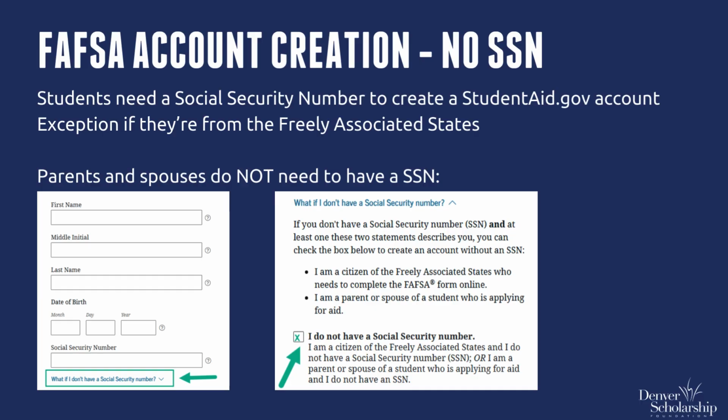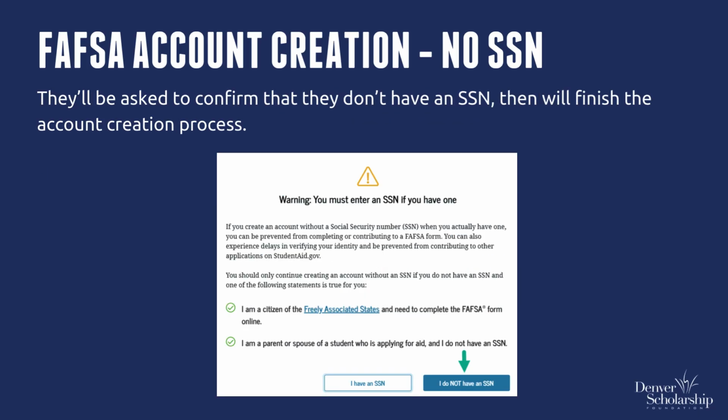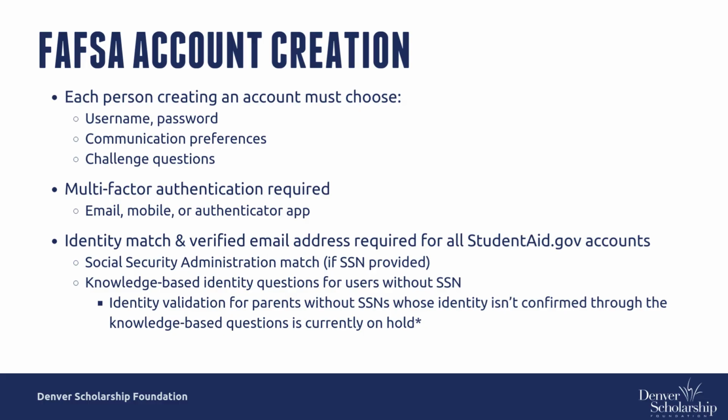And then once they check that box and move on to the next screen, they are going to see this screen that says, "Warning, you must enter an SSN if you have one." And then it explains again that they are confirming by moving forward without a social security number that they do not in fact have one. Once they confirm, "I don't have a social security number," then they will continue on with the account creation process.